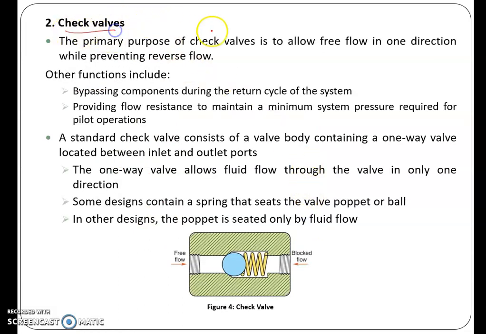The check valve is used to allow free flow in one direction while preventing reverse flow. So dekat sini, free flow in this direction, sebab the compressed fluid akan tolak this one, the spring will retract and then akan ada flow masuk. This one dia akan block the flow.